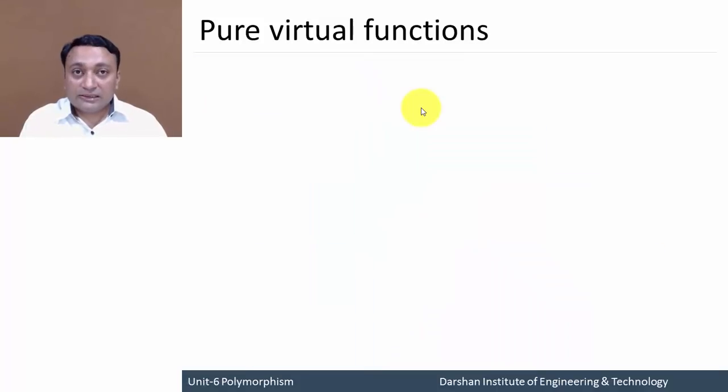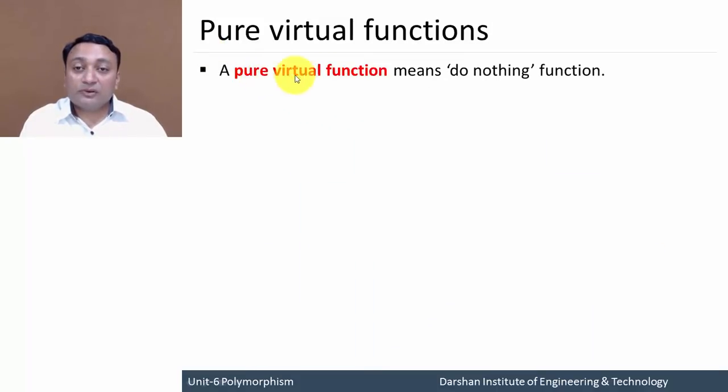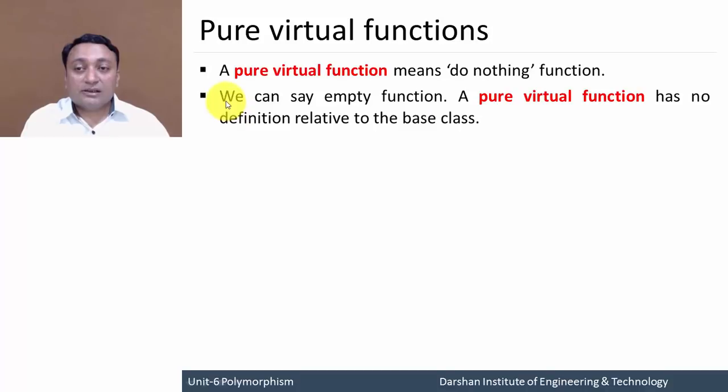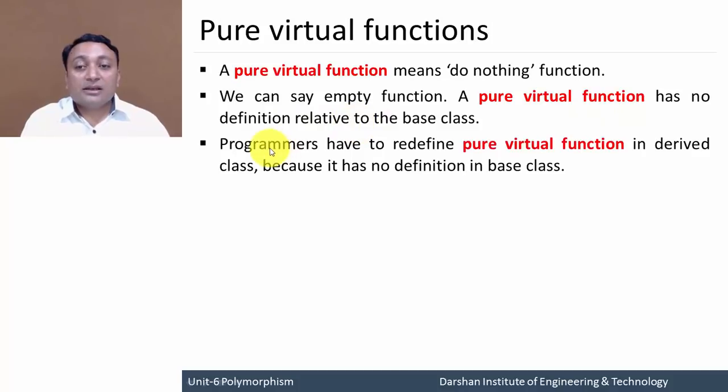Let us see some of the characteristics of a pure virtual function. A pure virtual function means a do-nothing function. That means we are just going to create only a template or blank function, and the derived class will implement the definition. We can say an empty function. A pure virtual function has no definition relative to the base class. Programmers have to redefine the pure virtual function in the derived class because it has no definition in the base class.